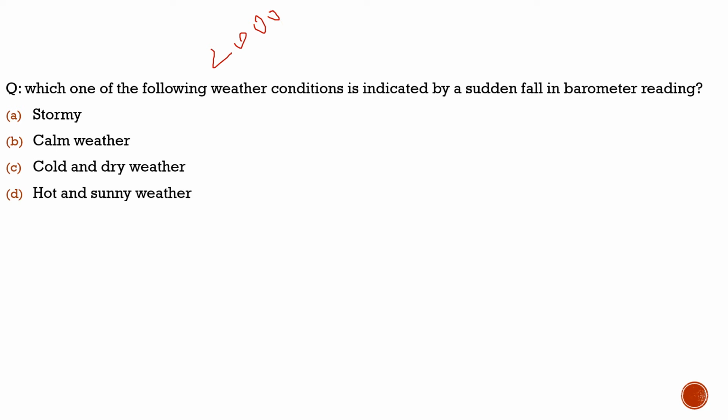Here the question says, which one of the following weather conditions is indicated by a sudden fall in barometer reading? So here are the weather conditions. What would be the correct answer? It is option A. It is the stormy weather condition which is indicated by a sudden fall in barometer reading. Here we need to know how the barometer reacts to these weather conditions, and which countries face such weather conditions. We need to know all about them. That's why we discuss these questions here.